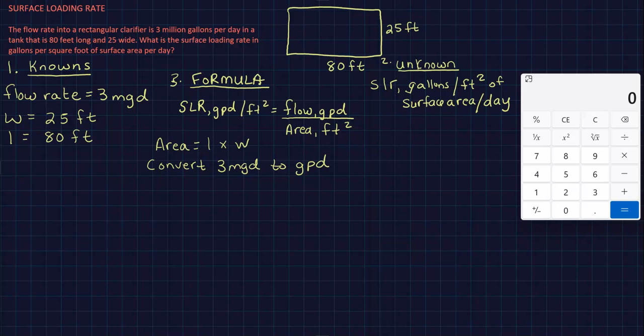Once we have determined our knowns and our unknowns and our formula, and that we can also determine everything that the formula requires, such as the flow in GPD and the area in feet squared, we're going to begin to solve. So let's solve for all of our unknowns. First thing we're going to do is solve for this area, length times width. So we're going to, as step 4, solve area.